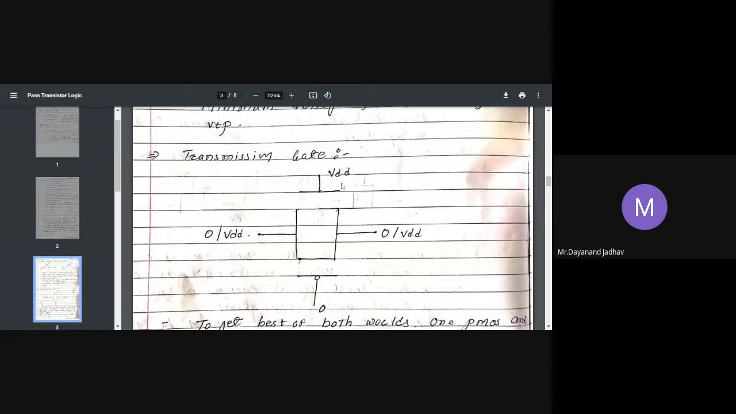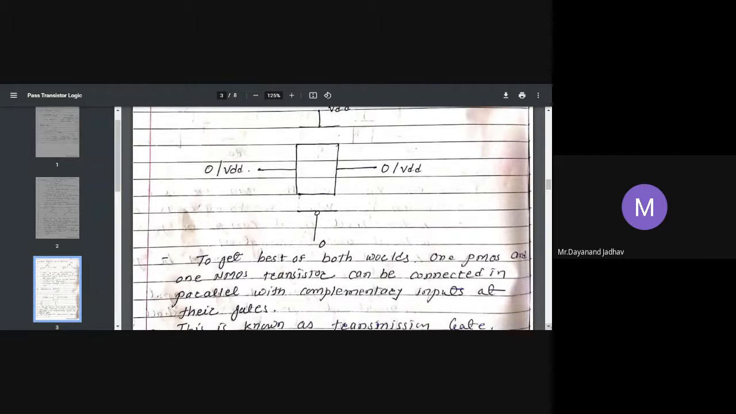Here both are connected together. This is the NMOS, this is the PMOS. Here 0 volt is given, VDD volt is given. Then what will be the output to get the best of both?